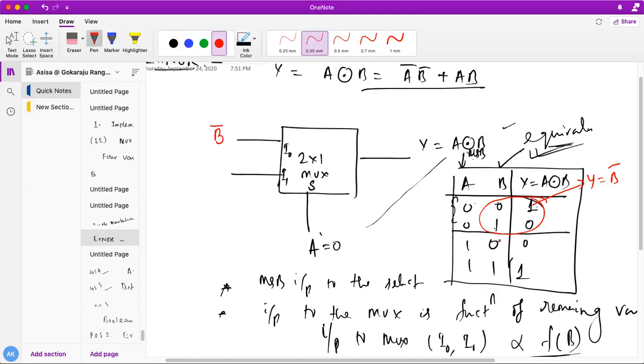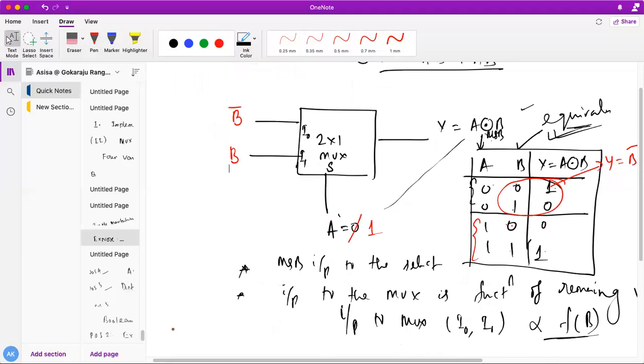Okay, so next for the case where select line A equals 1, what am I getting? For 0 input I am getting 0, for 1 input I am getting 1. So I can write B here. Okay, do you all understand? For the XNOR gate, how many 2x1 muxes am I requiring? Again, for B bar, I require one more 2x1 mux.